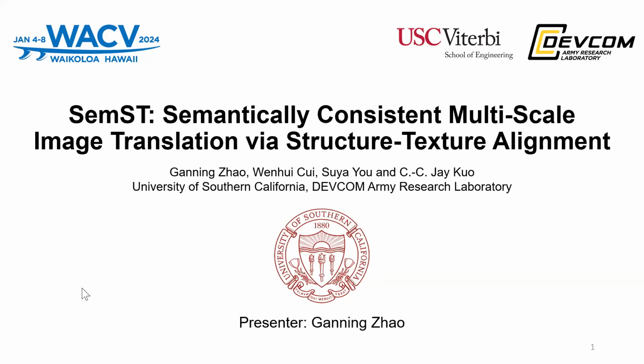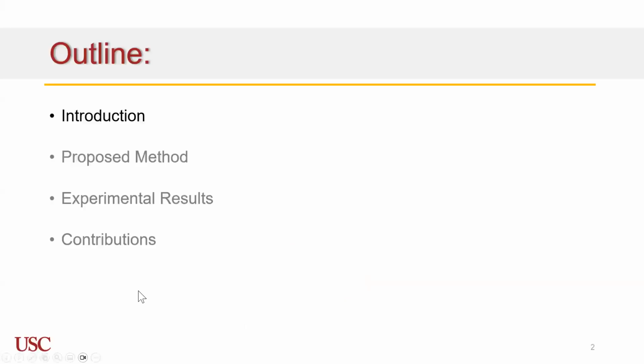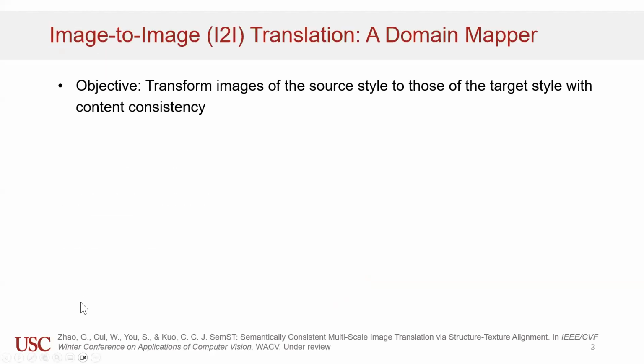Hi, I'm Ganning, and I'm going to introduce our work, SemST, Semantically Consistent Multi-Scale Image Translation with Structure and Texture Alignment. So I'm going to introduce these four parts. First, to begin with, I'm going to introduce the background.